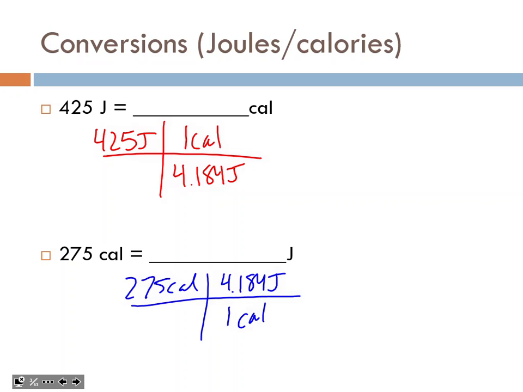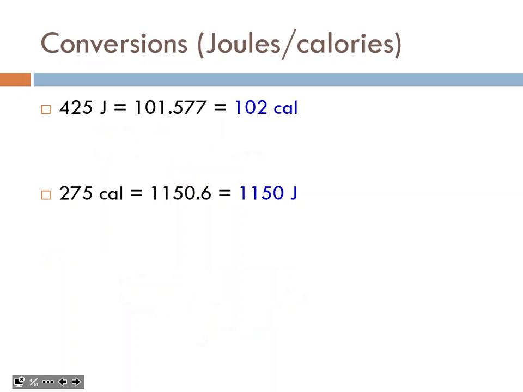Each answer would require 3 significant figures since they both start out with the measured value that has 3 significant figures, and we would go from there. So you can calculate it and check your answers, or write these down to check your answers to make sure you get the correct calculation. But simple conversion, no problem here. 102 calories for the first one and 1150 joules for the second one.